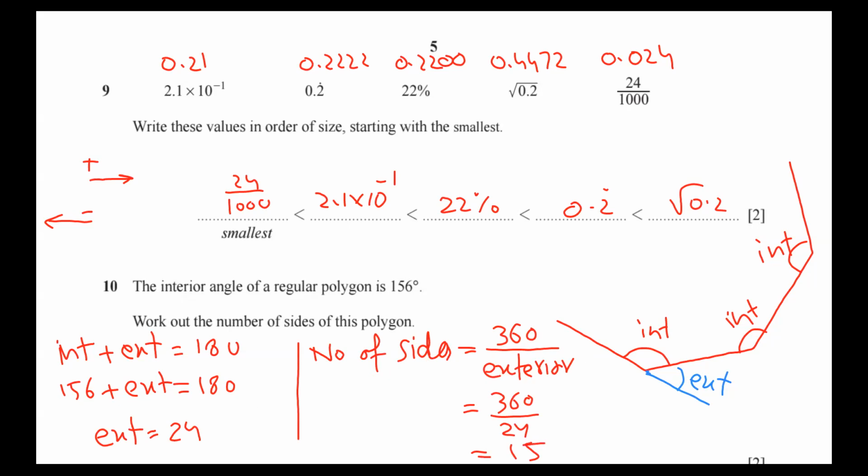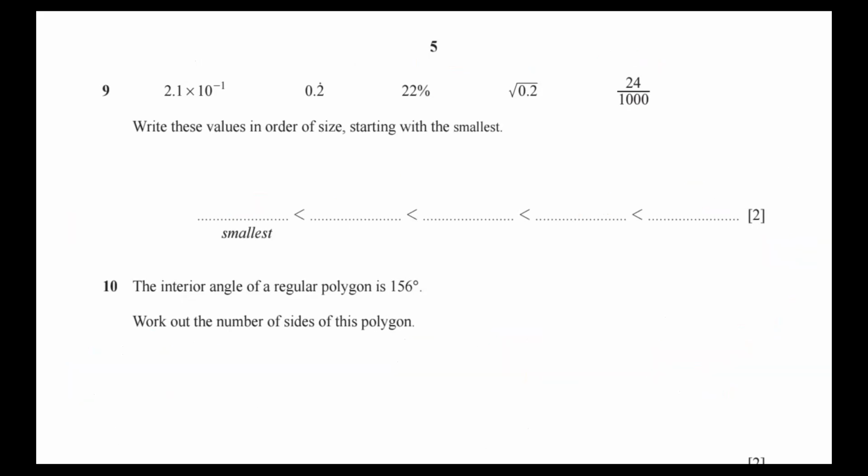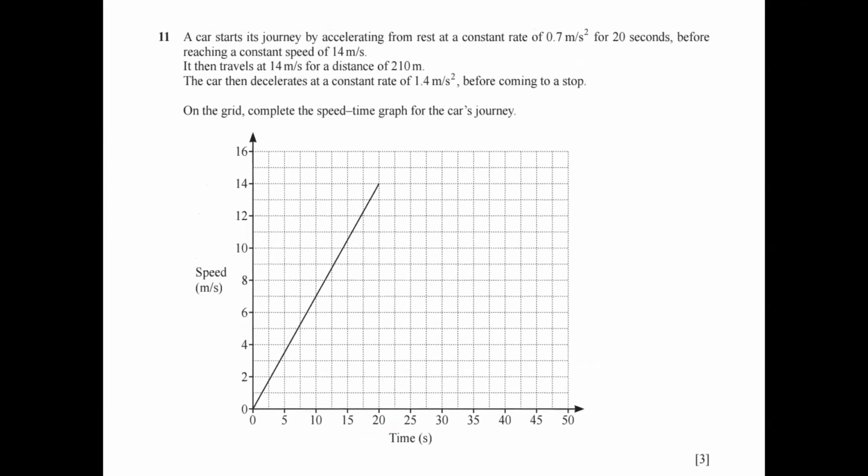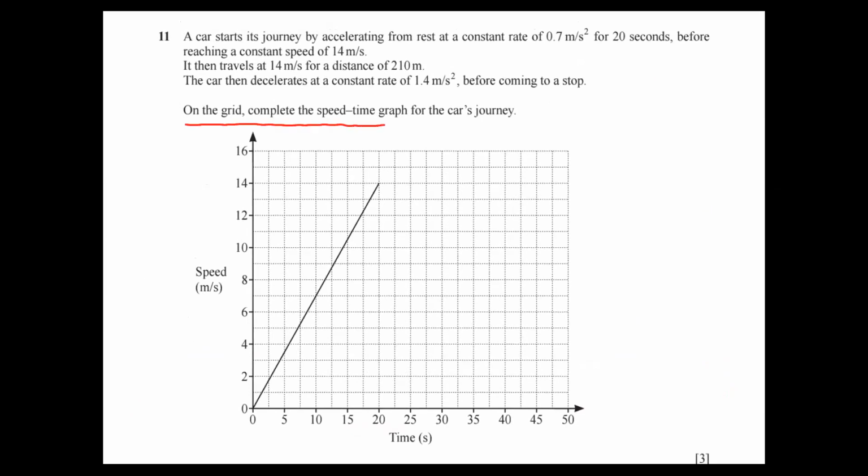So this question is also clear, and now I'm going for question number 11. Question number 11 is a little tricky. We have to concentrate more, do some work, then we can do it. On the grid, complete a speed-time graph. We have to draw here, and that is only possible if you do some work.